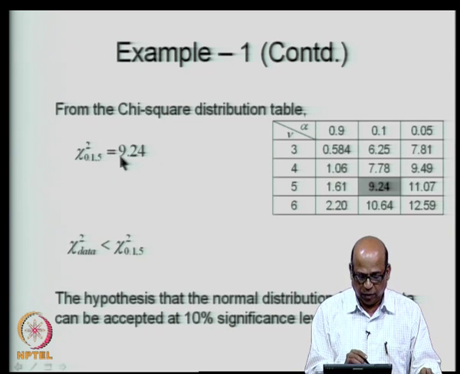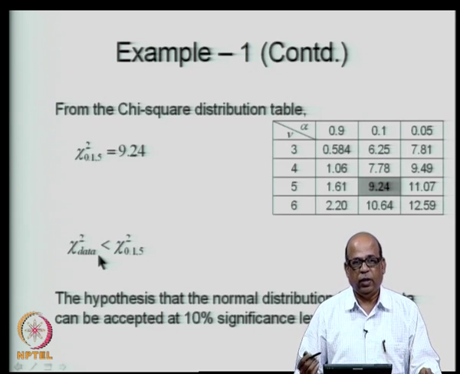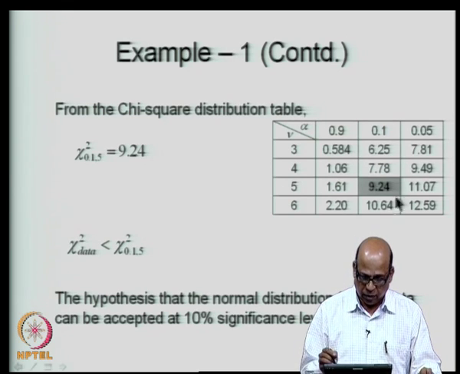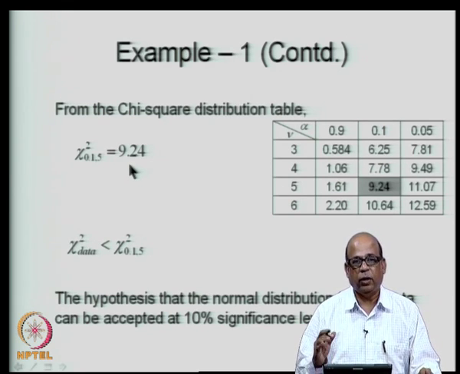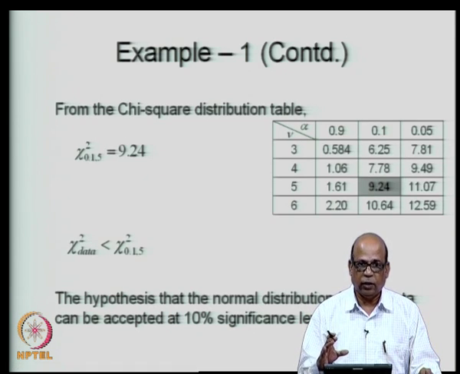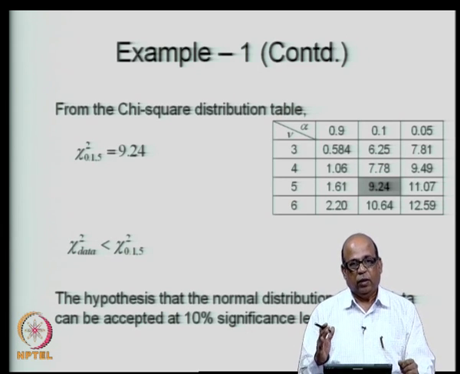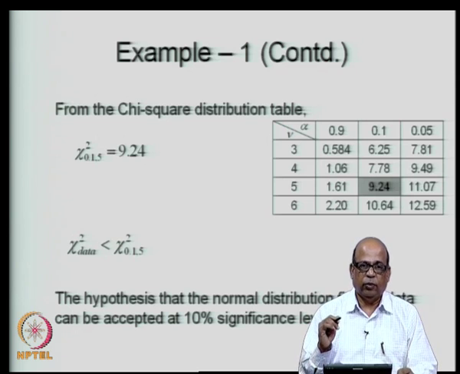So, this chi-square critical value comes to be 9.24, and what is our chi-square data? It is 4.448. So, the chi-square data 4.448 is less than the critical chi-square value, which is 9.24, and therefore, we accept the hypothesis that this sample in fact comes from a population having normal distribution. So, that is the way we carry out the chi-square test. We demonstrated the chi-square test with normal distribution.